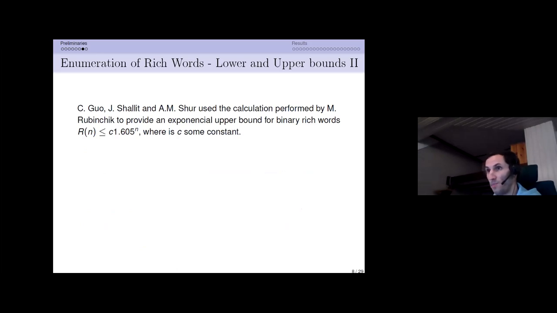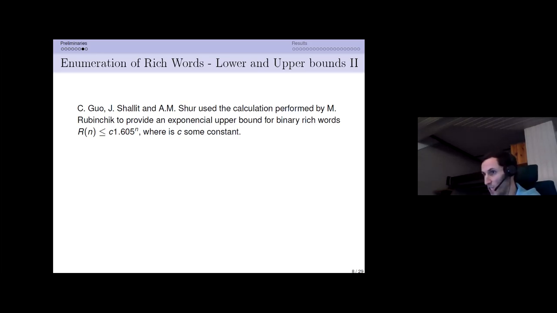And also in the same paper, an upper bound has been presented for the number of rich words. And it is this one. It is the exponential upper bound, which is stated here. It was derived using some simulations on computers. I don't know exactly what Rubinchik computed and proved, but this upper bound is some simple consequence of the results of Rubinchik. So at the time, I think it was in 2014 or 15, these were the best bounds on the number of rich words.